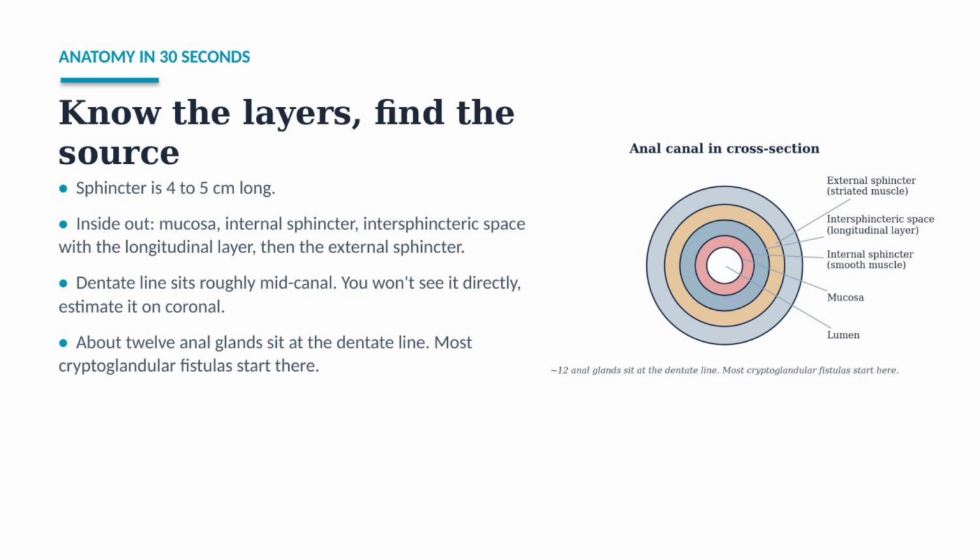Anatomy first in 30 seconds. The sphincter is 4 to 5 centimeters from inside out. Mucosa, internal sphincter, the intersphincteric space with its longitudinal layer, then the striated muscle, external sphincter in the lower half, puborectalis in the upper half. The dentate line sits roughly mid-canal. You will not see it directly, but you can estimate it, and coronal helps. About 12 anal glands sit around it. Their infection is where most cryptoglandular fistulas start.